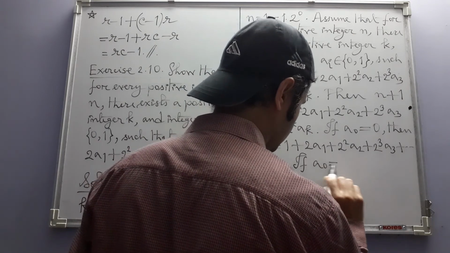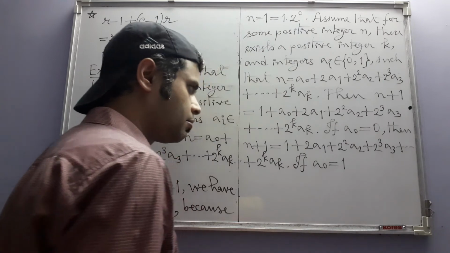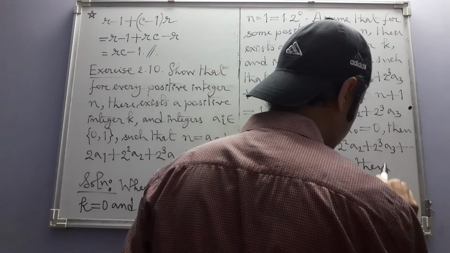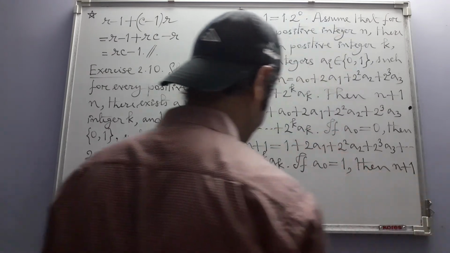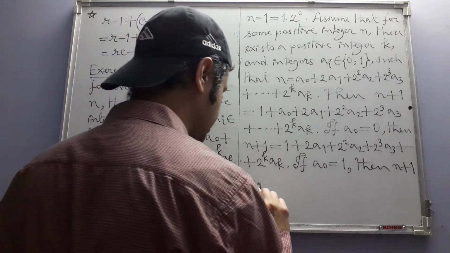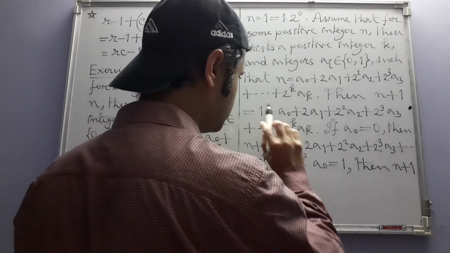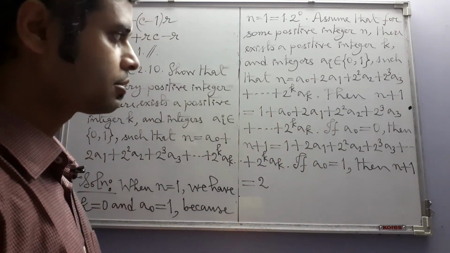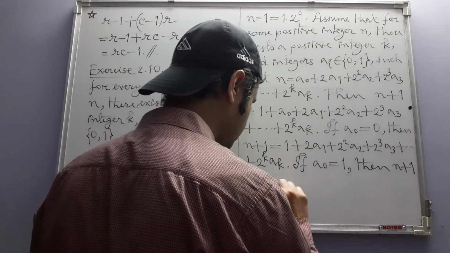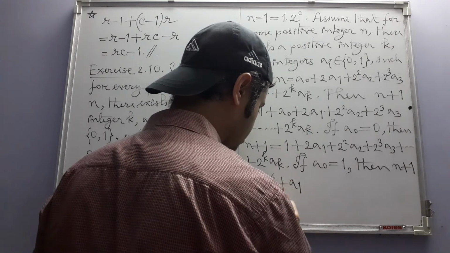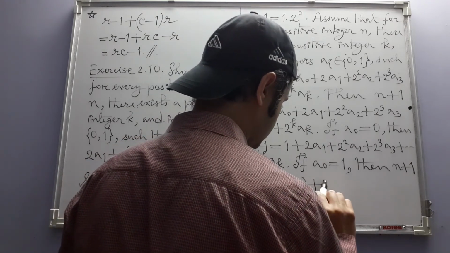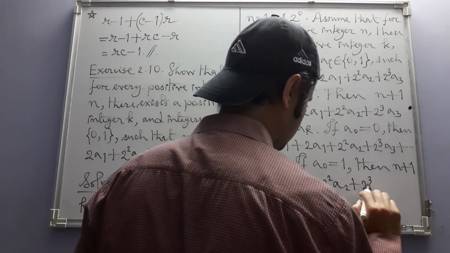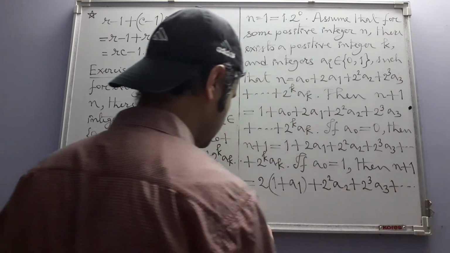If a0 is equal to 1, a0 can either be 0 or 1. These are the only two possibilities. Then what happens to n plus 1? n plus 1 then is equal to 2 plus, because now a0 is 1, so 2 plus 2a1, and that 2 plus 2a1 can be written as 2 times 1 plus a1, plus 2 square a2 plus 2 cube a3, etc.